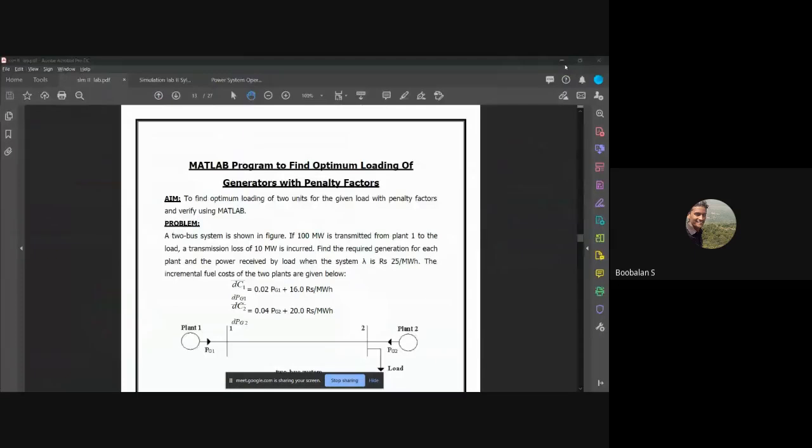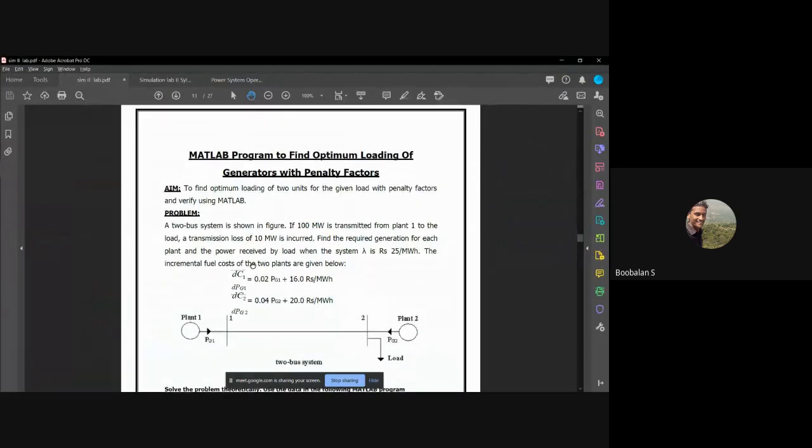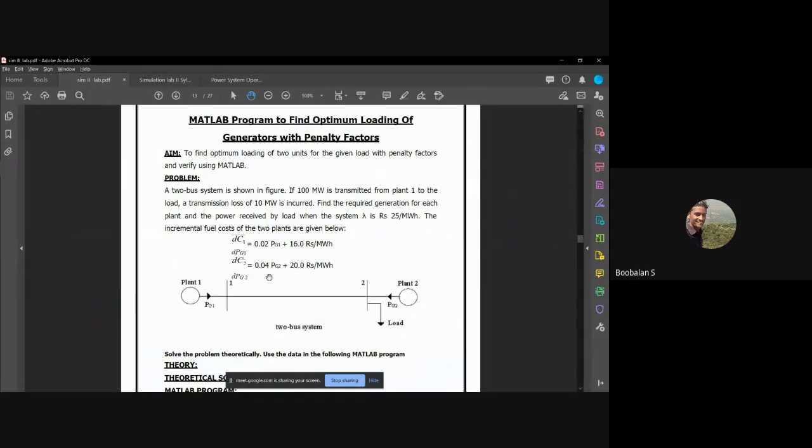Yeah, right now. Now this is a manual problem, right? So in our fifth program, a MATLAB program to find out optimal loading of generated plants. A two-bus system is shown in the figure. About 100 megawatt is now transmitted from plant 1 to plant 2, and the transmission loss is about 10 megawatt. Find the required generation of each plant. This is what the question is, right?